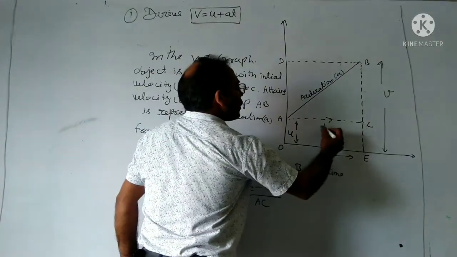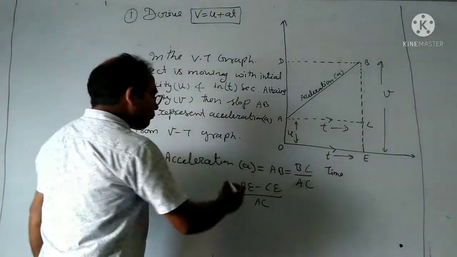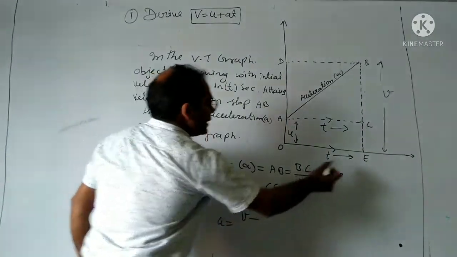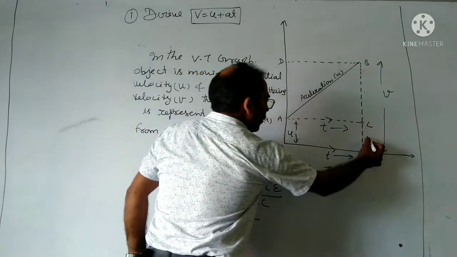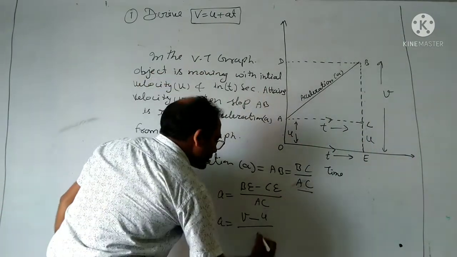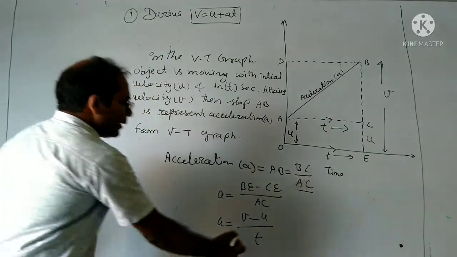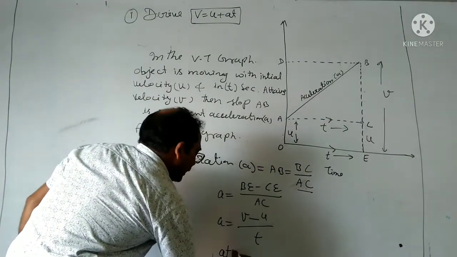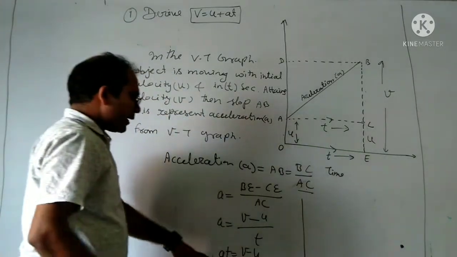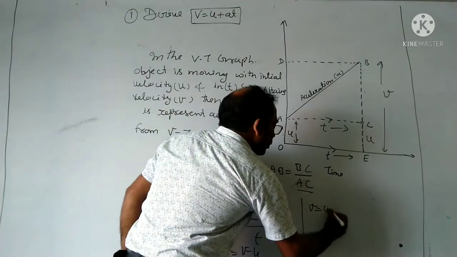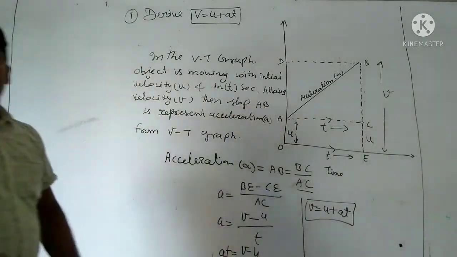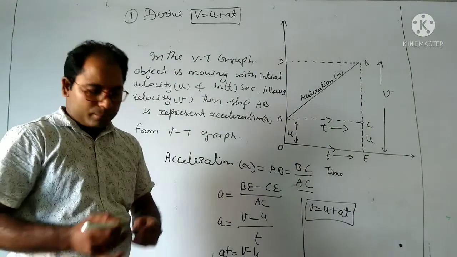This is the time, and this also will be the time. CE equals OA, that is u. So here we can write u, and AC is the time taken. Now, students, multiplying this time with a, we get at equals v minus u. Then, arranging properly, v equals u plus at. This is the first equation of motion, represented graphically.